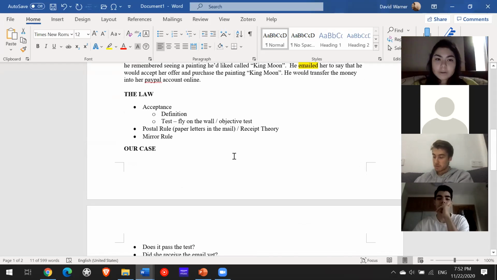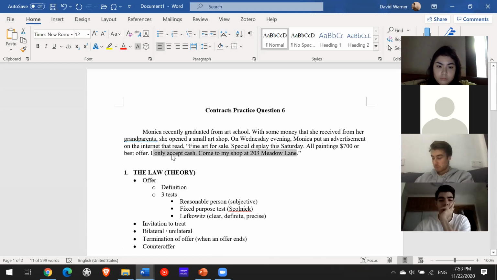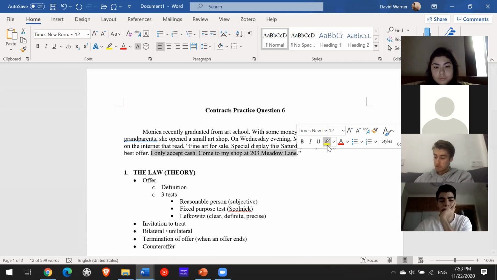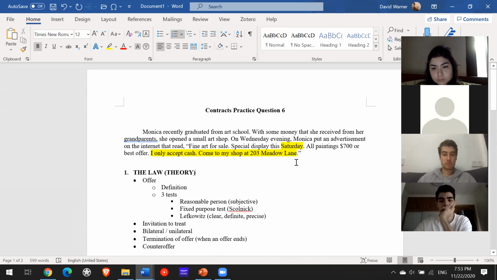By emailing her saying, I'll transfer you the money, did he accept the offer so that they have a contract now? No. Right? Because there's only one way to accept this offer. You have to take cash to her business. And even more than that, it has to be on Saturday. She was clear. This is how you accept. Anything else is not acceptance.